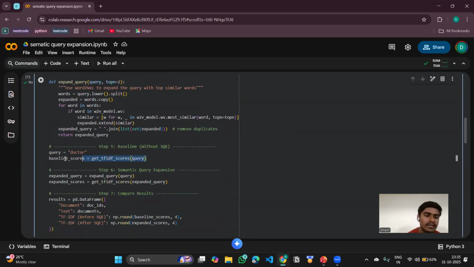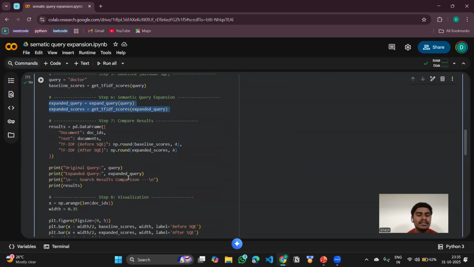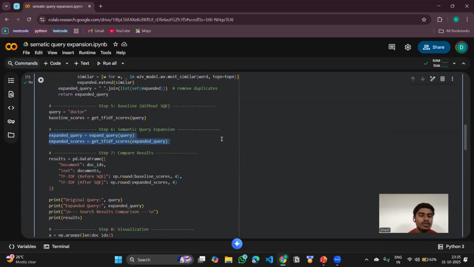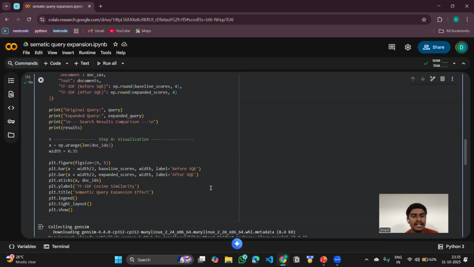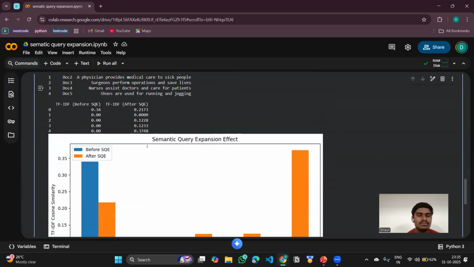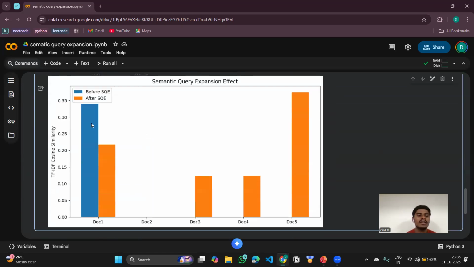Next, this is the baseline, where we are finding doctor without using SQE. This is semantic, with using SQE. Next, we are comparing both the results before and after doing SQE. What are the results that we are getting? And this is for visualizing in a graph. So before SQE, we can find doctor in only document one.